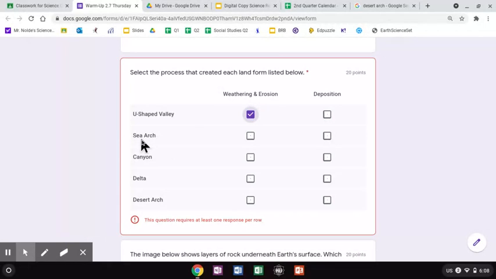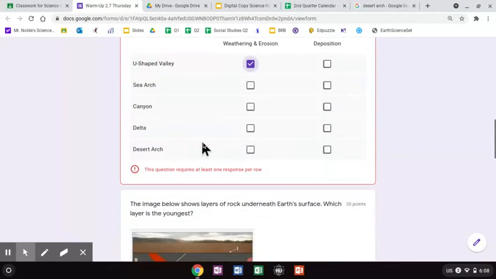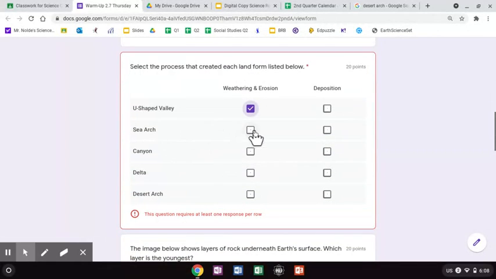A sea arch, remember I showed you just a minute ago. The sea arch is created by water. As water breaks up against that rock, it breaks down the rock. So there's your weathering, and it pulls away bits of sediment, broken rock. And so that would be weathering and erosion also. A canyon is created by a river, water flowing through, breaking down, and carrying away sediment. So that would be weathering and erosion.